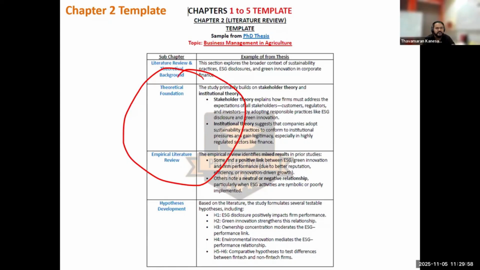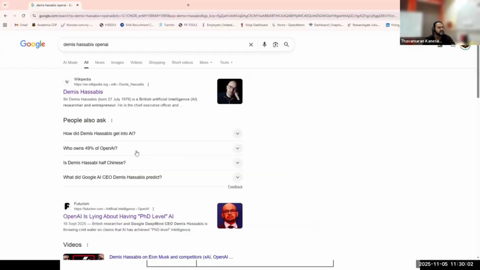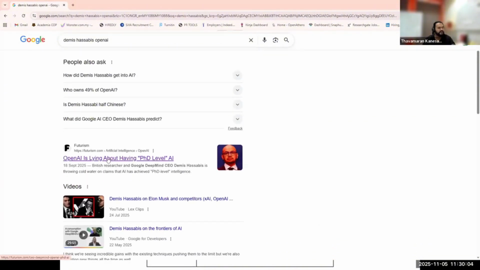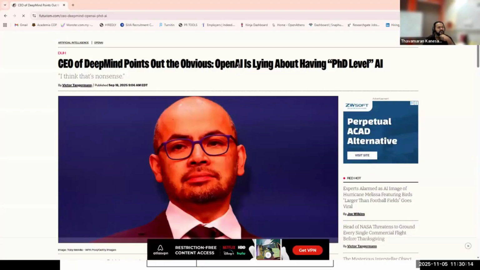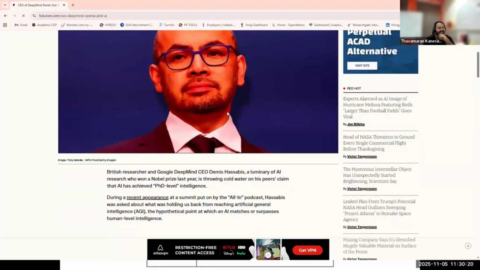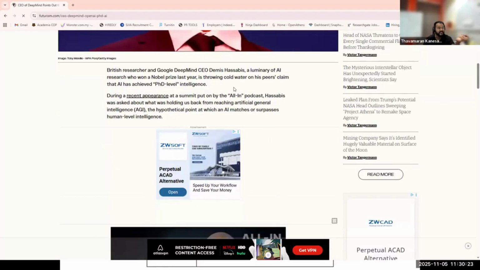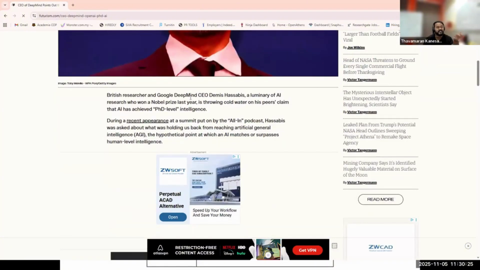Demis Hassabis. This is the guy who created Google Gemini. Okay, this guy, he's the brain, the Google DeepMind CEO. Demis Hassabis, CEO of DeepMind, points out the obvious. OpenAI is lying about having PhD level AI. This is recent, very recent, after ChatGPT 5 came out.